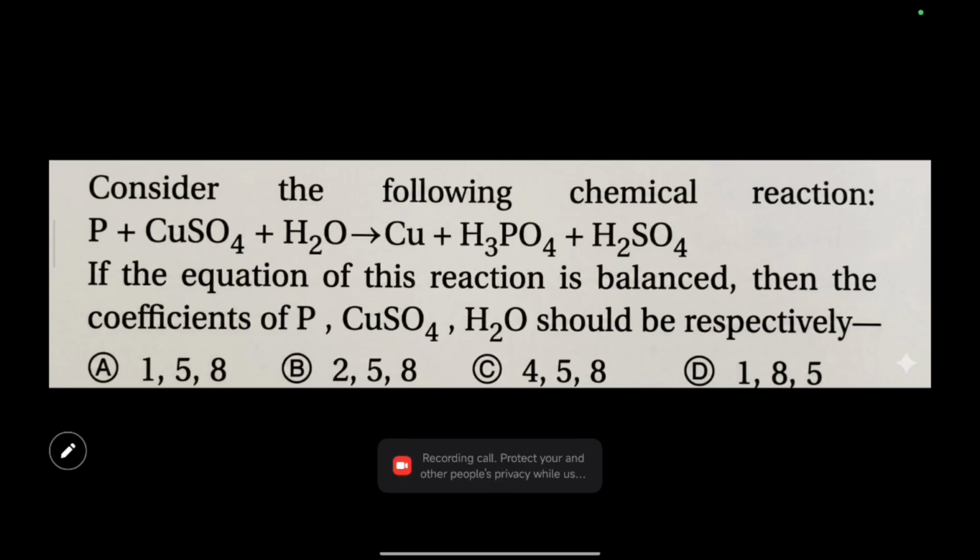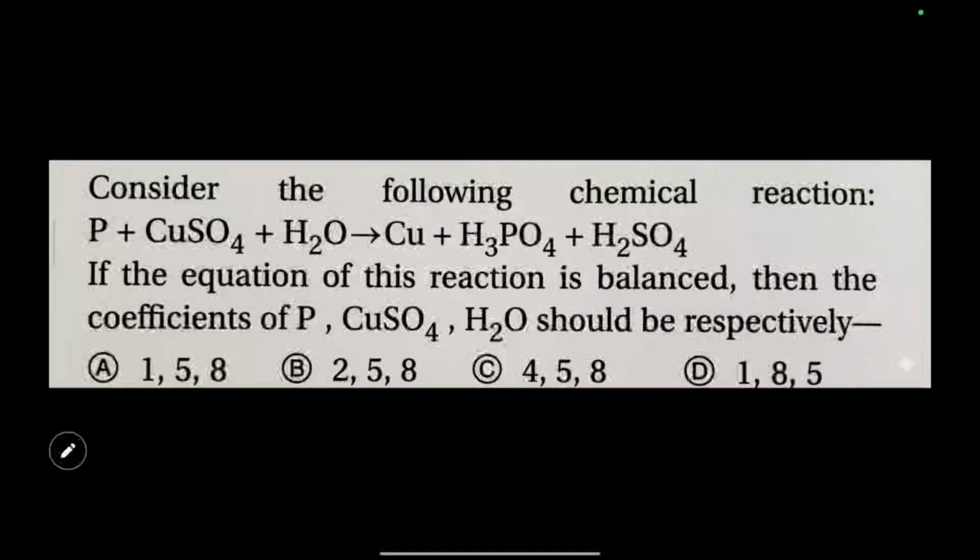So your next question is this. A reaction is given to you. Phosphorus reacting with copper sulfate in aqueous medium producing copper metal, phosphoric acid plus sulfuric acid. And you have to balance the reaction and find out the coefficient of phosphorus, copper sulfate and water. That means for this kind of question, if the equation of this reaction is balanced, then the coefficients of phosphorus, copper sulfate and water should be respectively. That means what do you need to do? You need to just balance the reaction. So let's start.